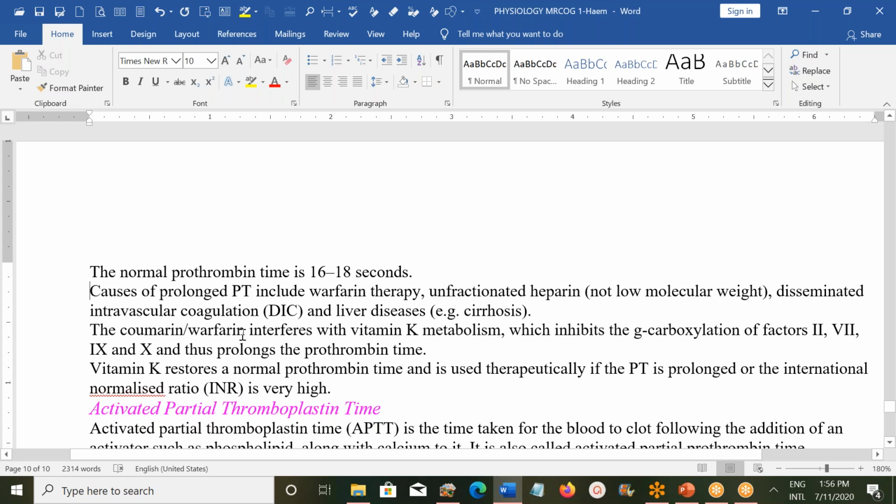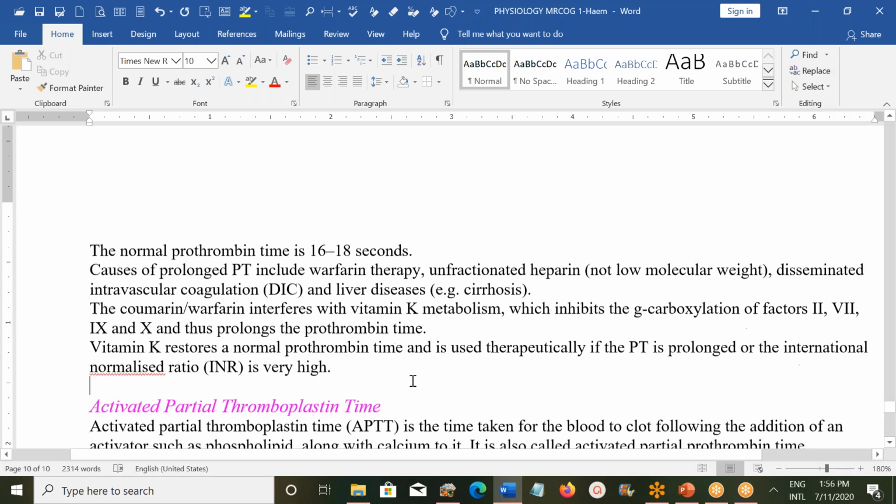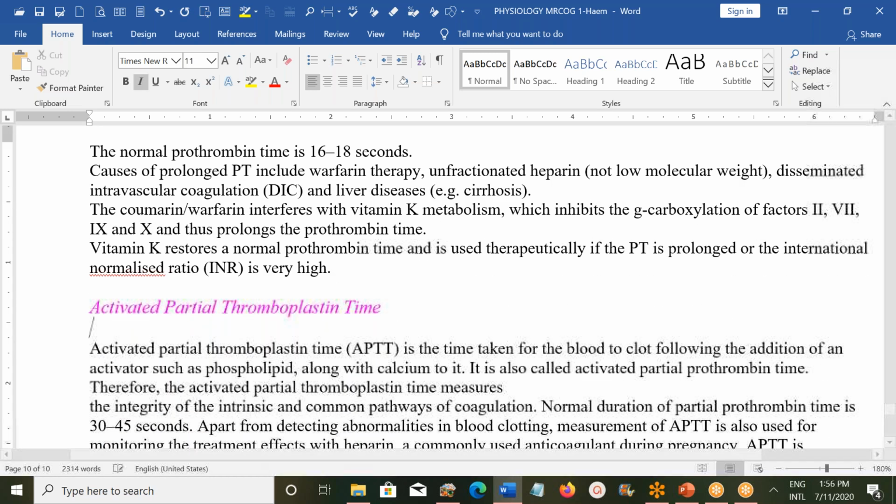The coumarin or the warfarin will interfere with the vitamin K metabolism. It will inhibit the gamma carboxylation of factor 2, 7, 9, and 10, and it will also prolong the prothrombin time. Vitamin K, if it is given, will restore the normal prothrombin time, and it is used therapeutically if the prothrombin time is prolonged or the INR is very high. Then you will have to give vitamin K to your patients. This is very important for the safety of the patient and to manage life-saving events like that.